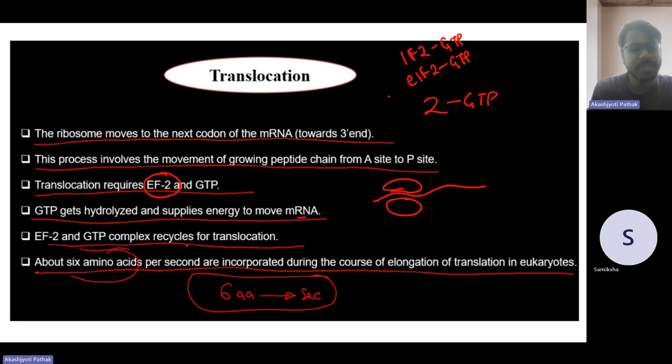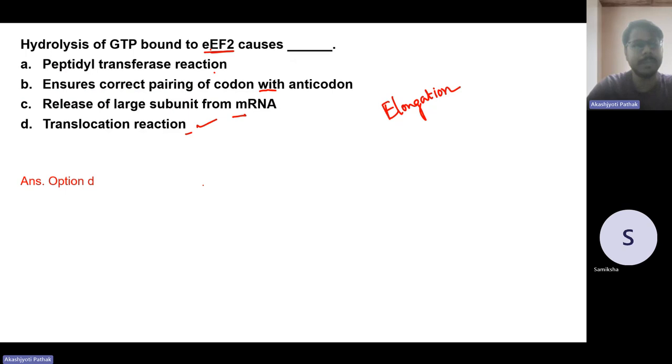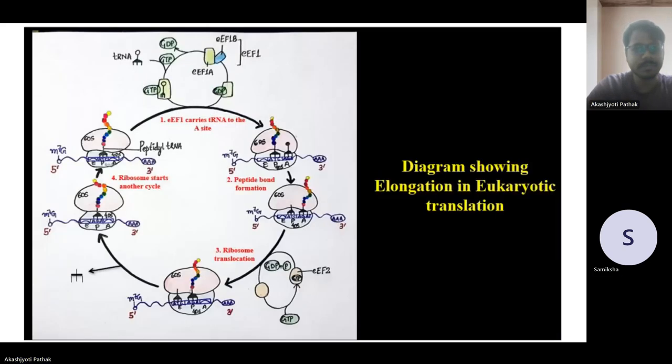The GTP gets hydrolyzed and supplies energy to move the mRNA. The EF2 and GTP complex recycles for translocation. About 6 amino acids per second are incorporated during elongation of translation in eukaryotes. Remember this point only, that EF2 and hydrolysis of GTP bound to EF2 are required for translocation. Here also there are different elongation factors which are required.